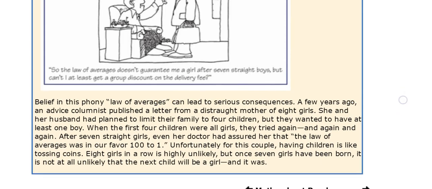A few years ago, an advice columnist published a letter from a distraught mother of 8 girls. She and her husband had planned to limit their family to 4 children, but they wanted to have at least 1 boy. When the first 4 children were all girls, they tried again, and again, and again. After 7 straight girls, even her doctor had assured her that the law of averages was in our favor 100 to 1. Unfortunately for this couple, having children is like tossing coins. 8 girls in a row is highly unlikely, but once 7 girls have been born, it is not at all unlikely that the next child will be a girl.